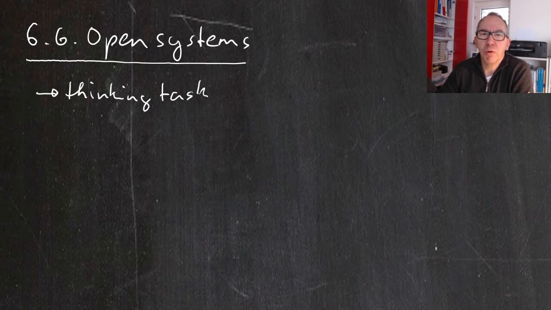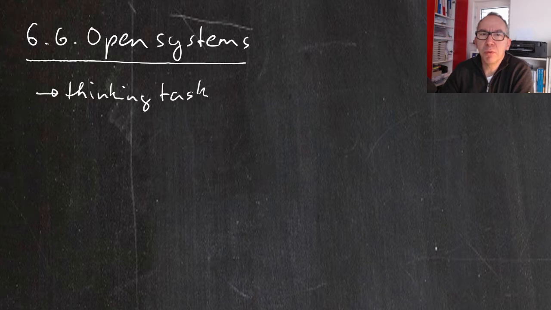However, the law of conservation of energy can also be used if we have a so-called open system. So for example, when we have friction or an engine doing something. To learn how this is done, we will follow a thinking task.